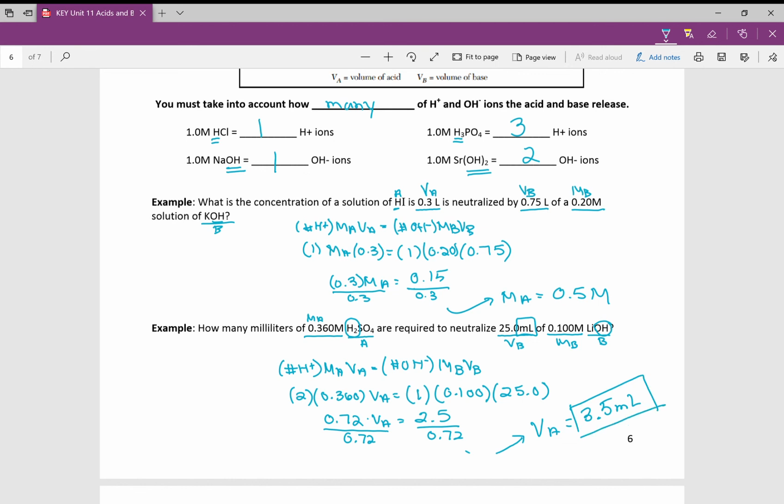Okay, so it's just a matter of using and identifying the information in the problem and then applying it correctly into your formula. All right, go ahead and do some practice and let me know if you have any questions.